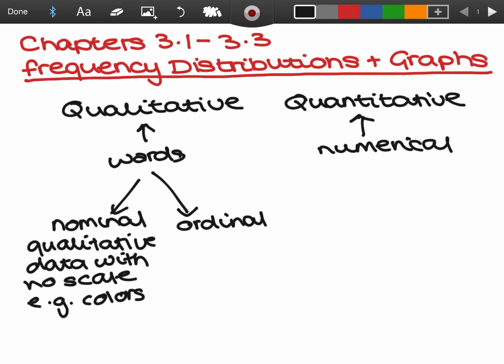A different type of thing for ordinal data would be, let's say, you ask someone what level of education they have. You could say that someone has a high school diploma, they have a bachelor's degree, they have a master's, they have a PhD. There is a scale to it as you go up, the more degrees that you have as you go up. So it's still in word format, but there's a scale to it.